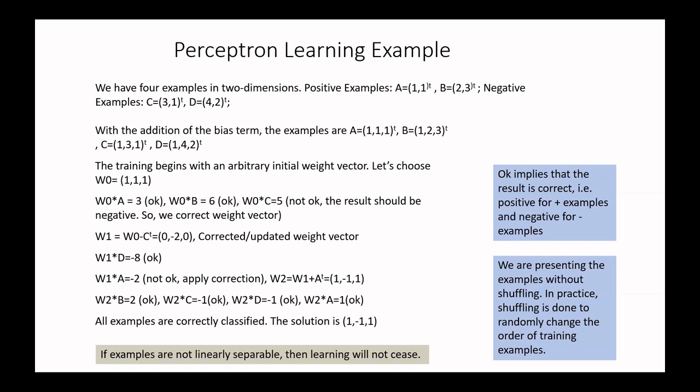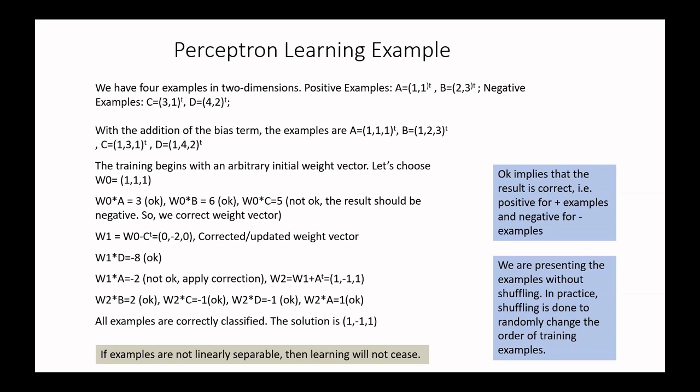So what we need to do is decrease the weight vector value. To do that, we subtract vector C from the weight vector. We correct the weight vector, and after subtraction, the new weight vector becomes 0, minus 2, 0. With that, we now present example D. And with example D, we get a negative result, which is what we expected. So everything is fine. Then we go back and present example A again.